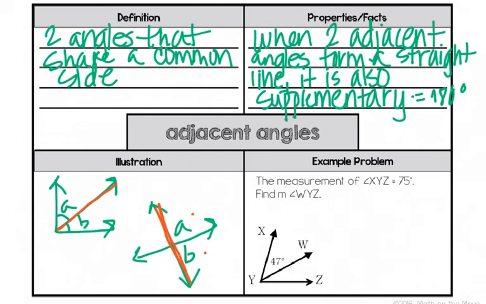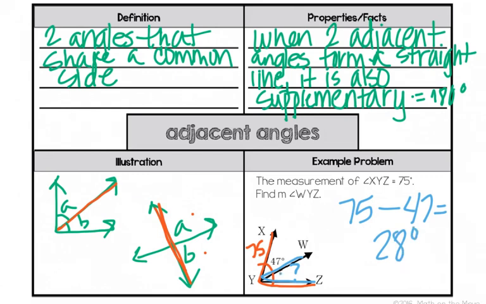Now let's look at our example problem. The measurement of angle XYZ is 75 degrees. So X, Y, Z, you're going to trace everything. So this whole thing is 75. Find the measure of angle WYZ. So they want WYZ. They want to know what that is. Well, if the whole thing is 75, part of it is 47, what is that missing part? We just have to subtract, so we know that the missing part of the angle right here, this missing angle WYZ, is 28 degrees.